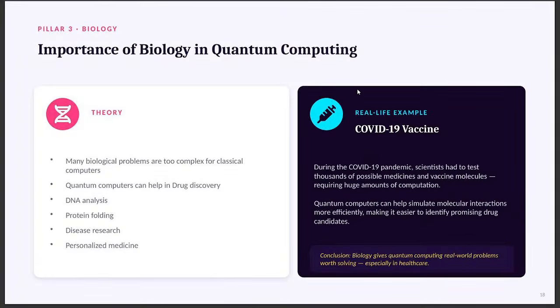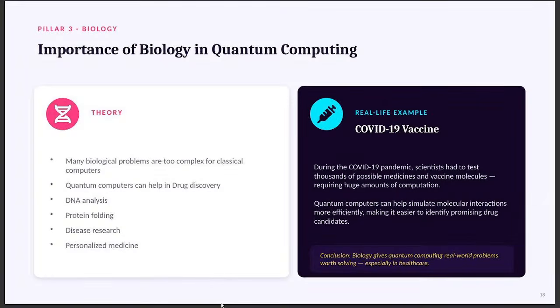Quantum computing can also help in, as I've been mentioning in the classes, DNA analysis, protein folding, disease prediction, and personalized medicine. For all those areas, we require massive computations. Let's remember the COVID-19 pandemic. Scientists had to develop vaccines very quickly to prevent deaths. Before choosing the correct vaccine, they had to study thousands of molecular interactions. This requires huge computational power. Quantum computers can simulate these molecular interactions more efficiently, which helps scientists identify promising drug candidates.